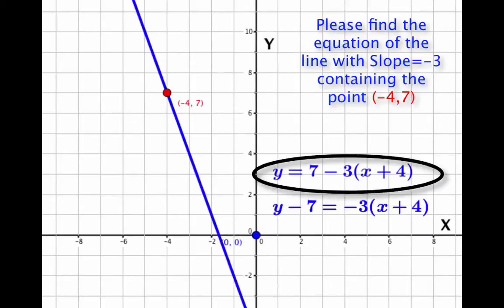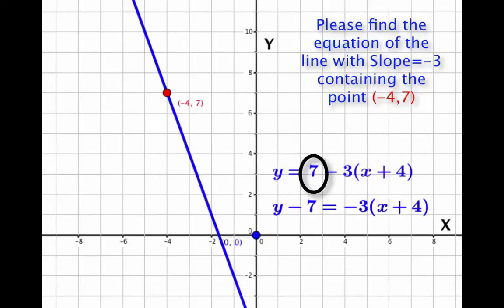This equation right here looks a lot like the slope-intercept form. Of course, 7 is not our y-intercept, but you can think of it as a starting point for y. Of course, this starting point doesn't happen when x is 0. This starting point happens when x is negative 4.